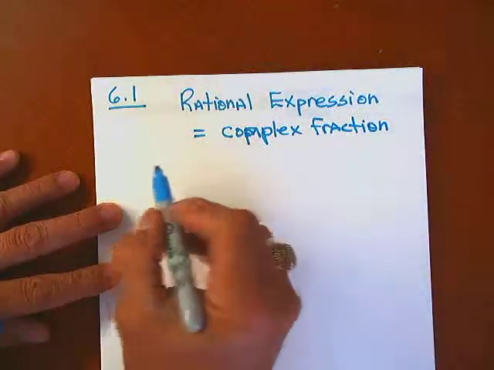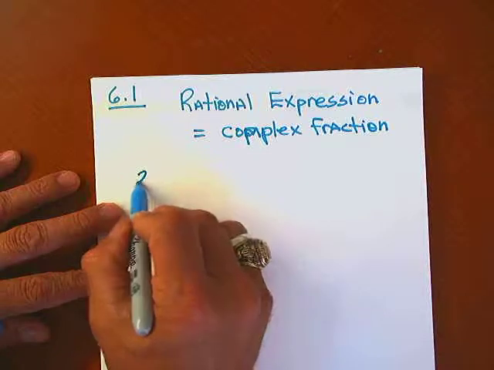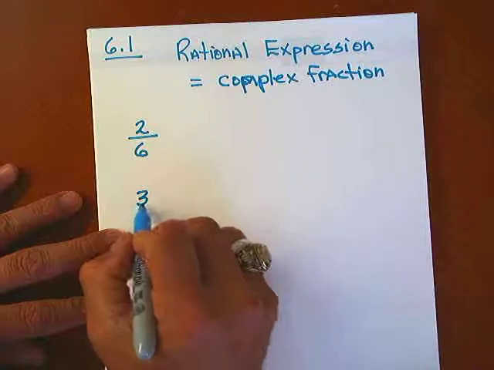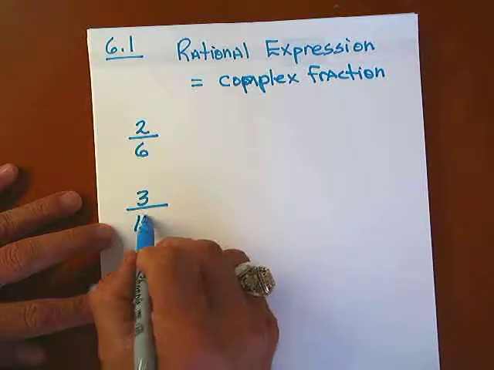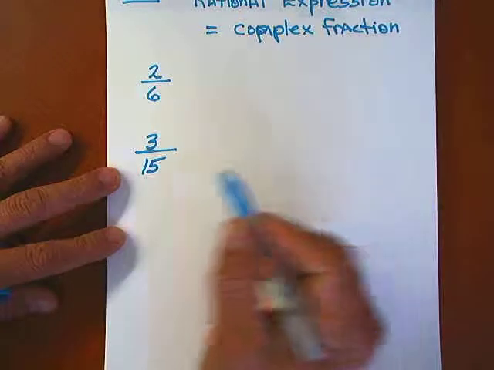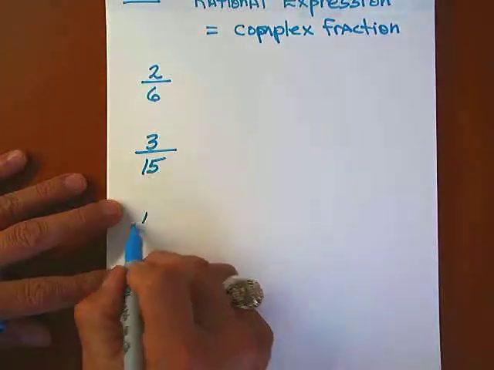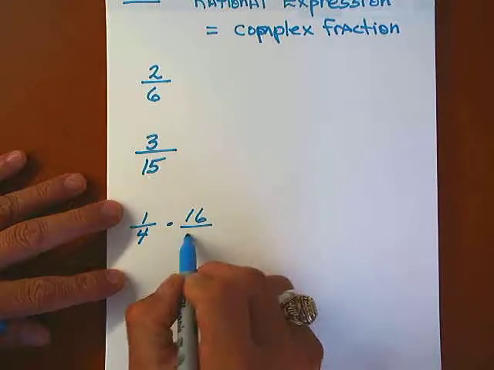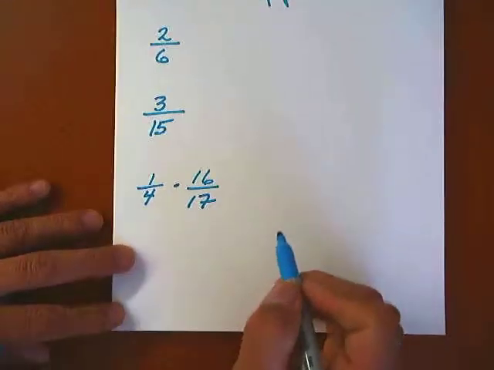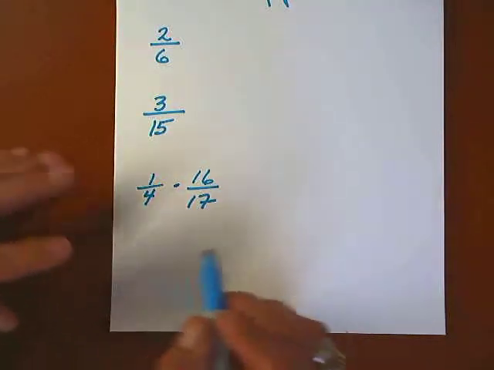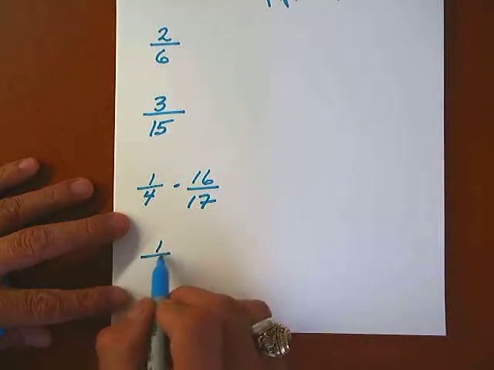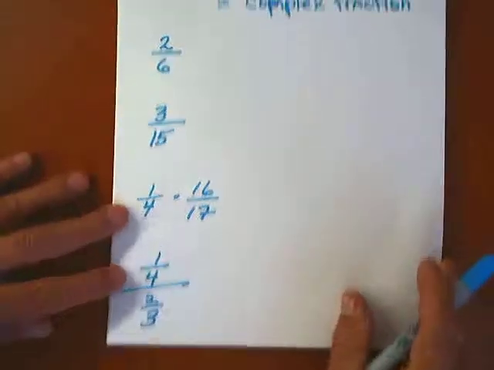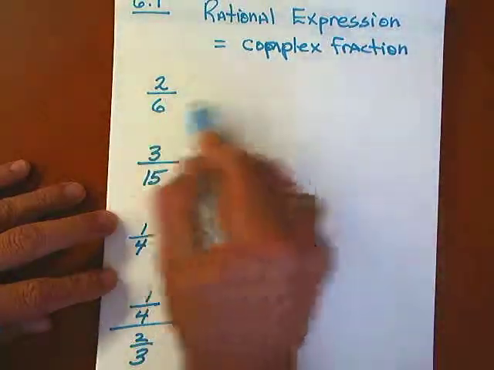Back in pre-algebra, you had 2 over 6. You had 3 over 15. And you had 1/4 times 16 over 17. And you had different types of, let's see, 1/4 divided by 2/3. And those are just some simple examples.